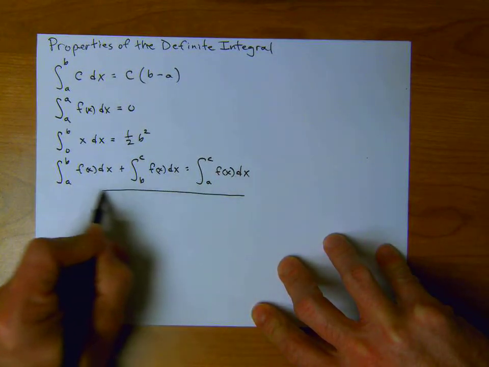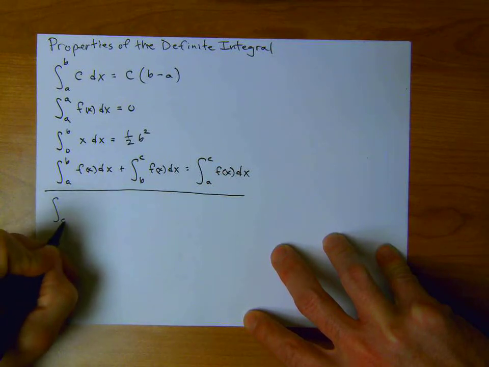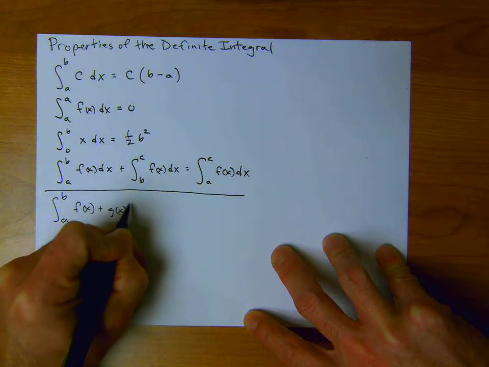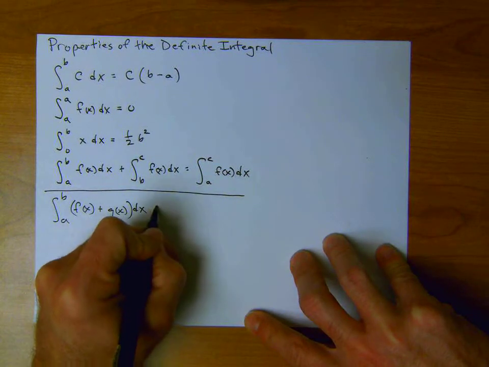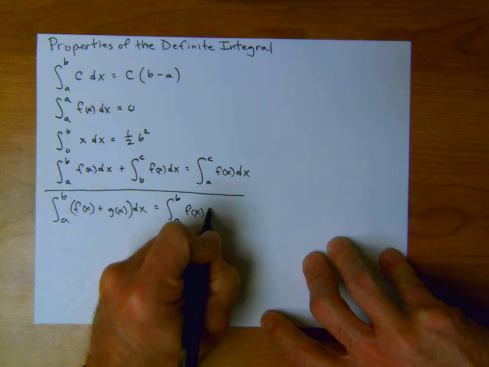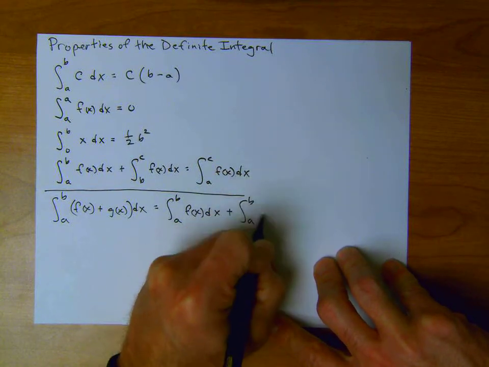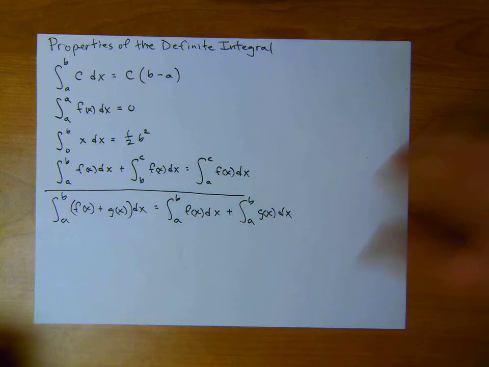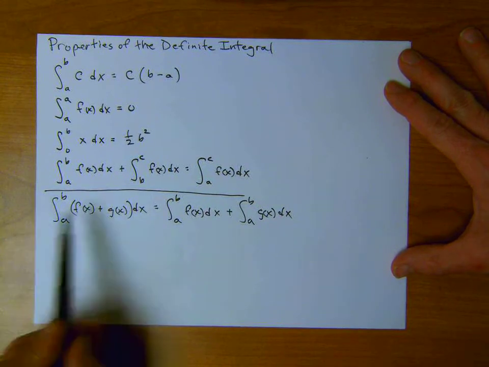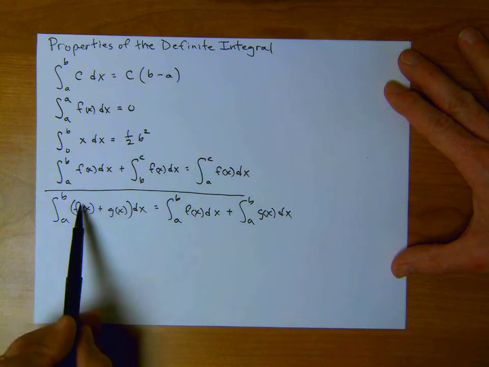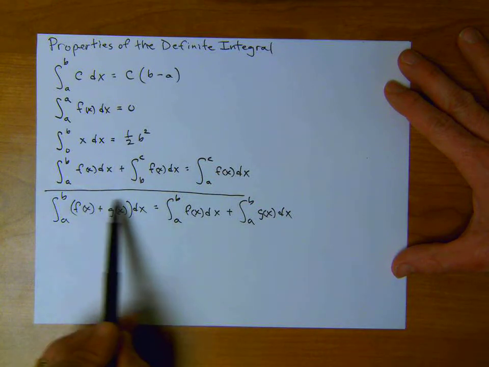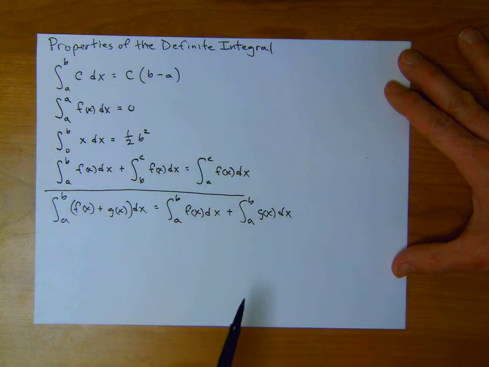Okay, so the first one I want to talk about is the integral from a to b of f of x plus g of x is the integral from a to b of f of x dx plus the integral from a to b of g of x dx. So I'm going to verify these, I'm not going to prove them. Ultimately, if we think about this as area, it makes sense, right? If we take this function plus this function and we find the area under that curve from a to b, then it makes sense that the area under the sum is just the sum of the two areas separately.